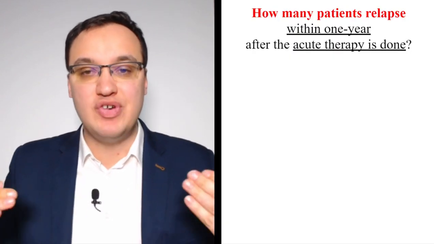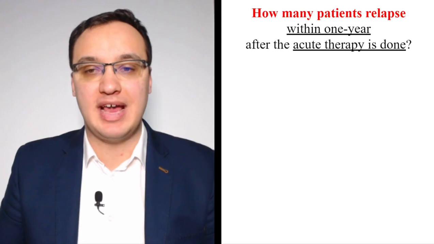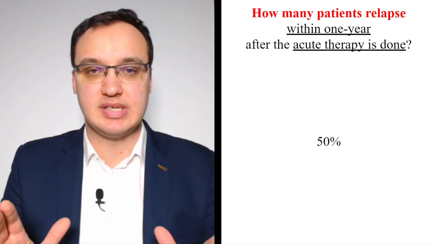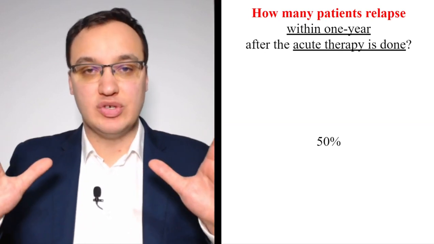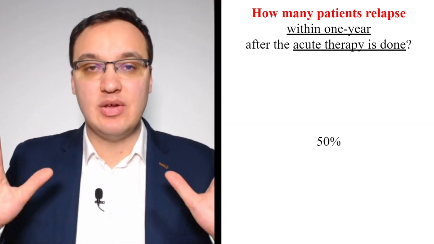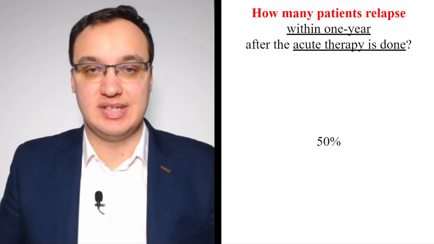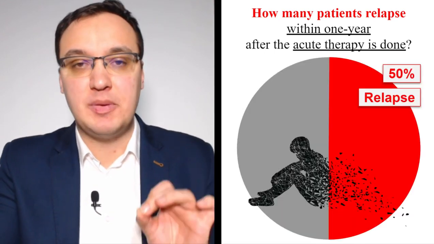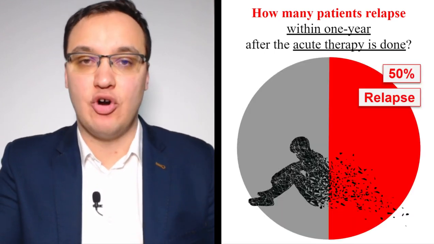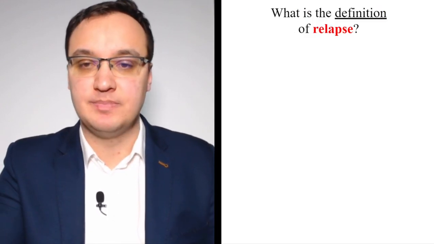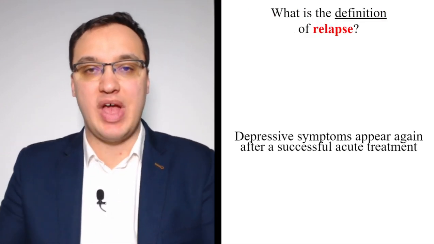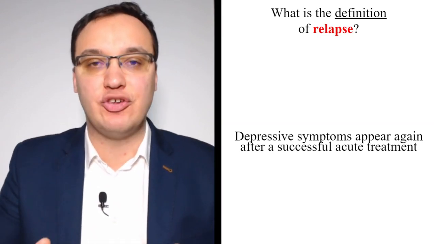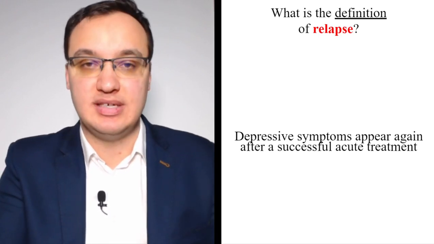How many patients do you think relapse within 1 year after the acute therapy is done? 50%. Just think about this. You had a patient who was treated properly, and in 1 year he got the depression once again. Therefore, maintenance treatment is so important. So 50% of patients will relapse within 1 year after a successful acute treatment. The definition of relapse is that depressive symptoms appear again after this successful acute initial treatment that we dealt with in this other video.